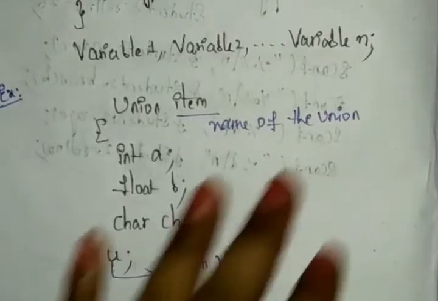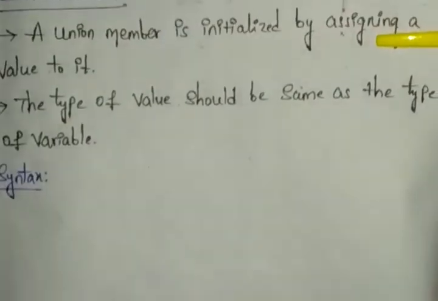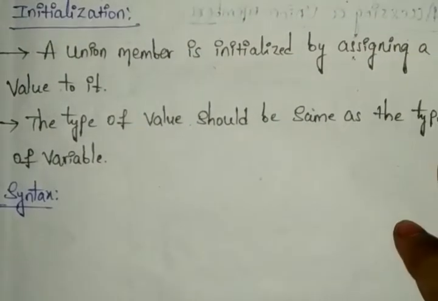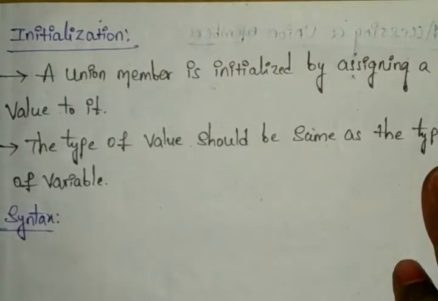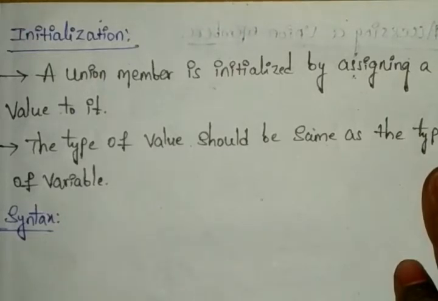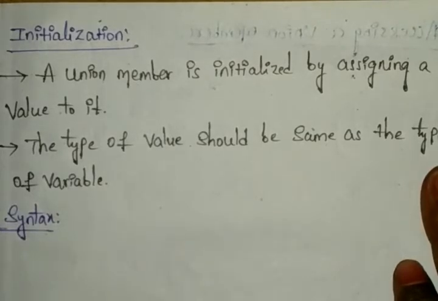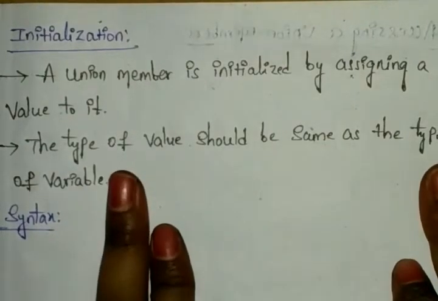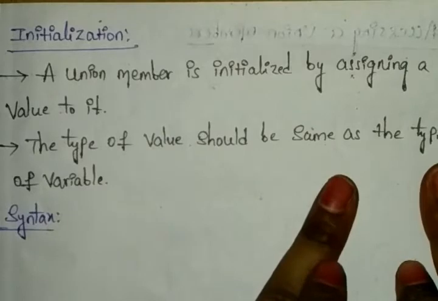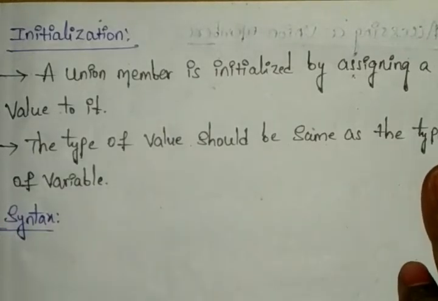Let's see how it looks. Here you can see we have the initialization to perform for our unions. If you're initializing our unions, you have to assign the value. Whatever value you declare, you have to assign it to the member of the union. And the type of the value should be the same as the type of the variable, so if it is an integer, you have to take the same type for the variable, otherwise it cannot be valid.